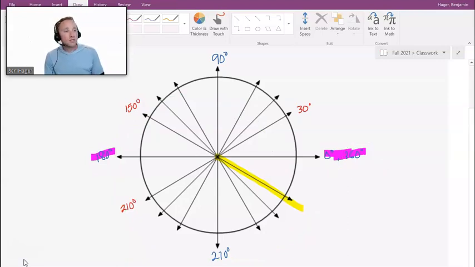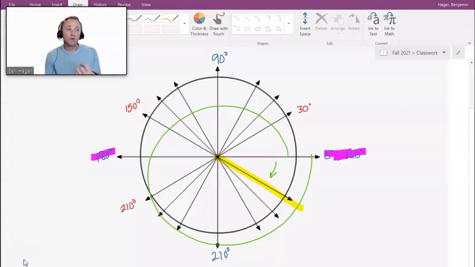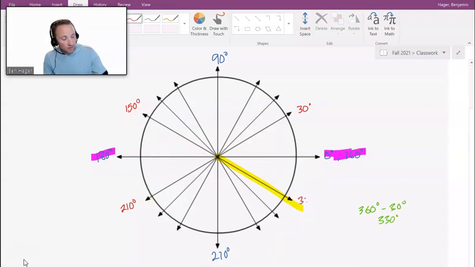Well, I'm hoping that you discovered that if I go all the way around to 360, I overshot my target. I would have to give back or take away that 30-degree reference angle. So 360 minus 30 degrees puts you at 330 degrees. And that is the degree measurement for this angle right here, 330 degrees.